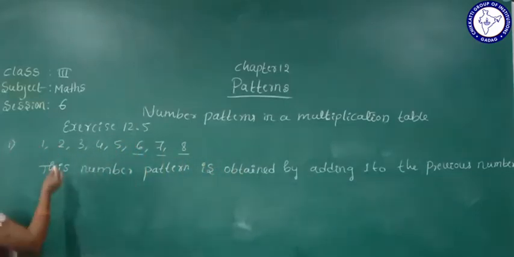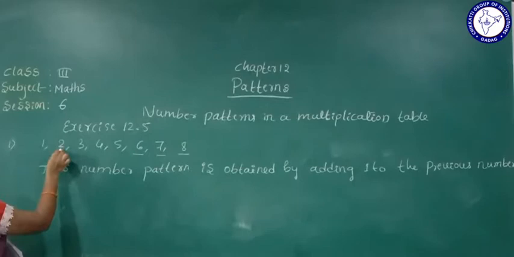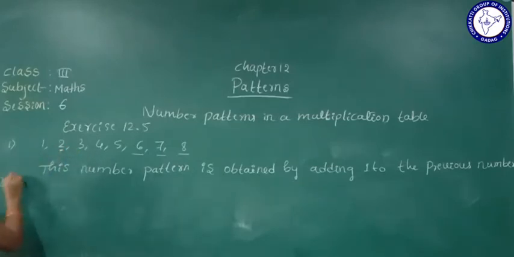Here we add 1 to the previous number, so it becomes 2. Then 3 is there. The previous number is 2, we add 1, so we get 3. So we add 1 to the previous number to get the next number.